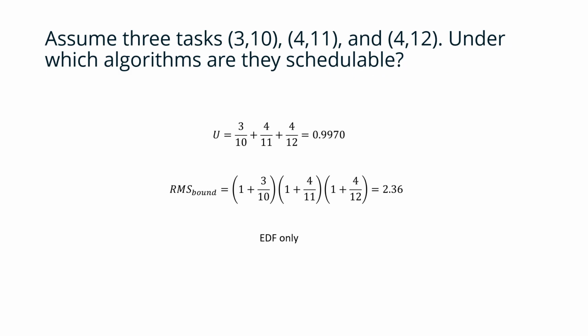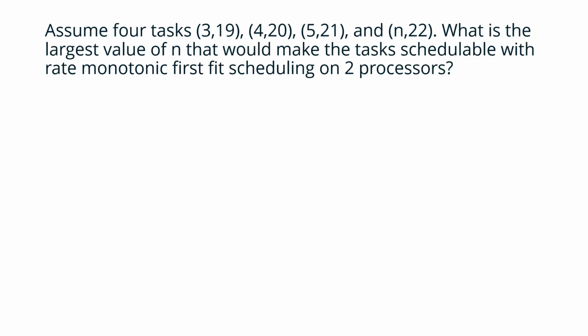As long as your utilization is less than 100%, earliest deadline first will always work. But no one uses that because it requires that the priorities constantly be recalculated. It's dynamic priorities.